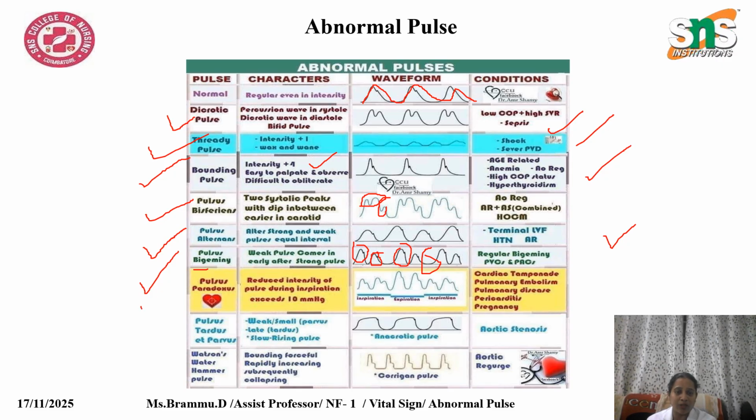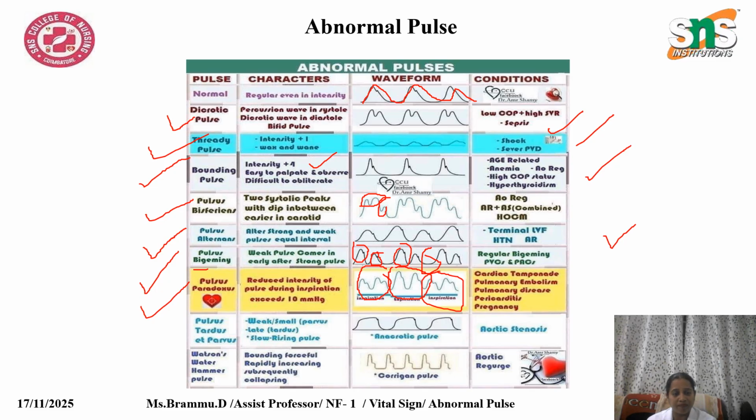Next, you have pulsus paradoxus. Here the intensity of the pulse is reduced during inspiration by at least 10 mmHg. So during inspiration, the systole and diastole are getting down. Then, during expiration, it goes to near normal. Again there is a depression. This is mostly seen in a patient with cardiac tamponade, pulmonary embolism, pulmonary disease, or any sort of pericarditis, or pregnancy.